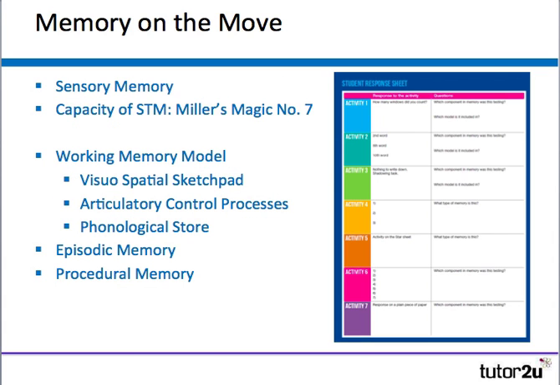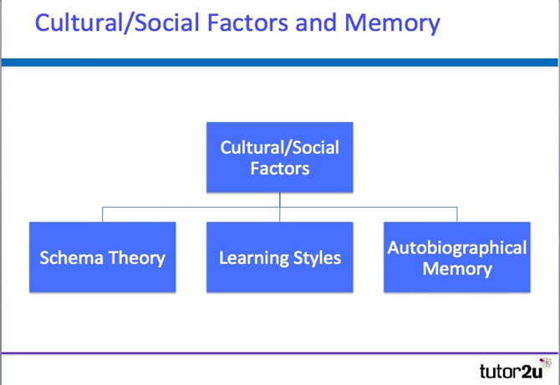Right. So it covers things like sensory memory, the capacity of short-term memory, the working memory model, and episodic and procedural memory. So that was the first section. That was the attention section. Memory varies according to attention. Now, also, memory varies according to cultural and social factors. And we are all aware that schema theory comes out of cultural and social experience. But of course, learning styles and autobiographical memory are also affected culturally.